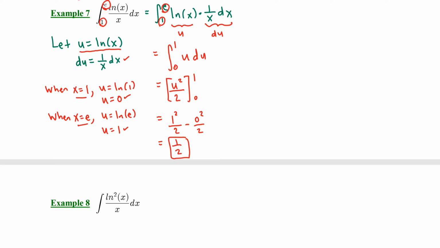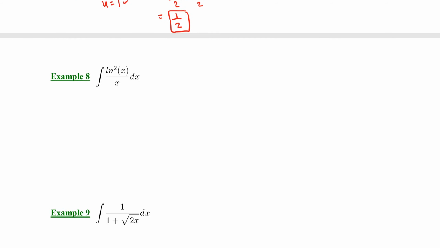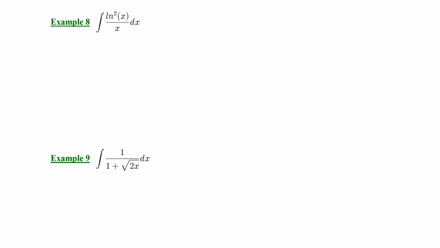You want to train yourself to recognize that 1 over x, or the dx over x, as the derivative of the natural log. When you recognize that pattern, you're seeing the overall structure of the integral, which is how you find the antiderivative. Notice example 8 is really similar.